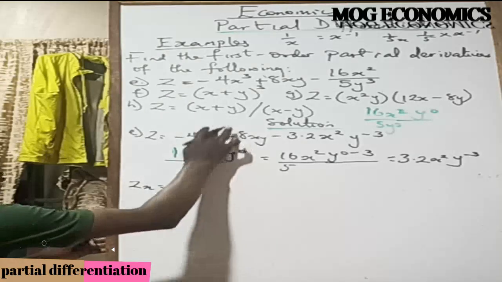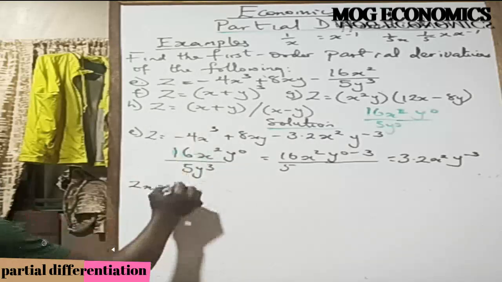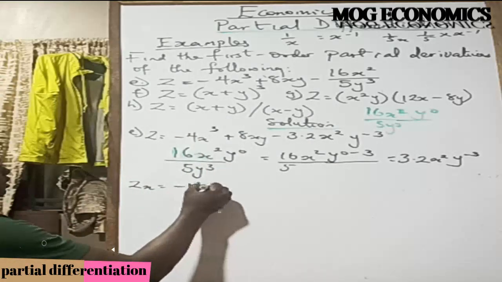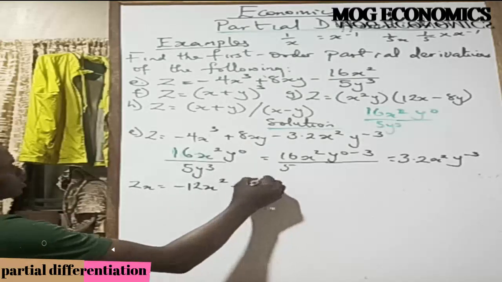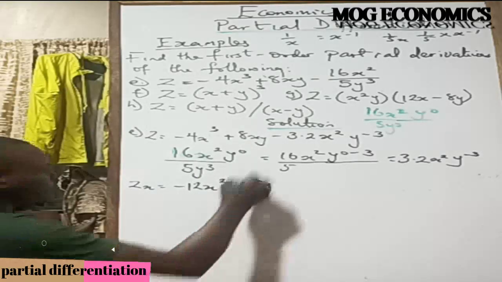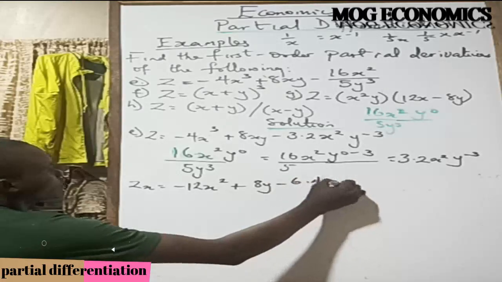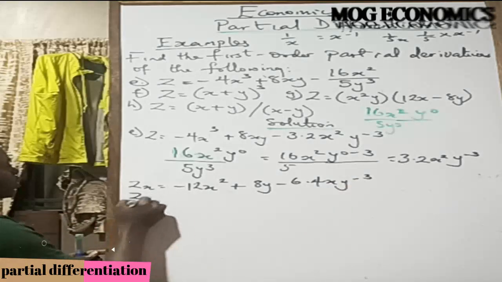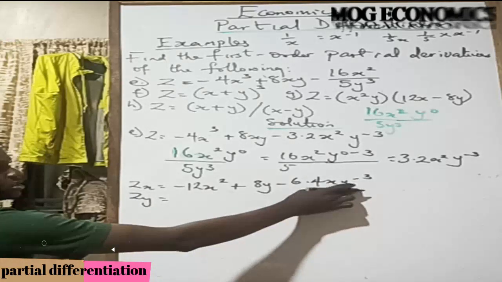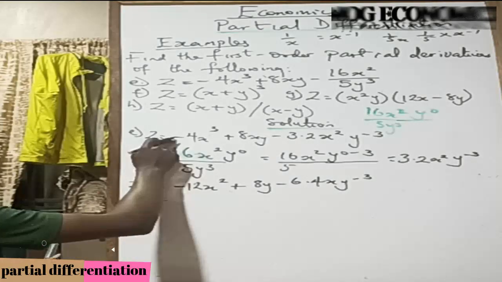So this is cubed. 3 comes here. You have minus 12x squared plus, when you differentiate here, you are left with 8y. Then this becomes minus 6.4x y raised to power minus 3. Leave it that way. Now when you have zy, you remember you're not differentiating this, because that's all you'll be getting is zxy.